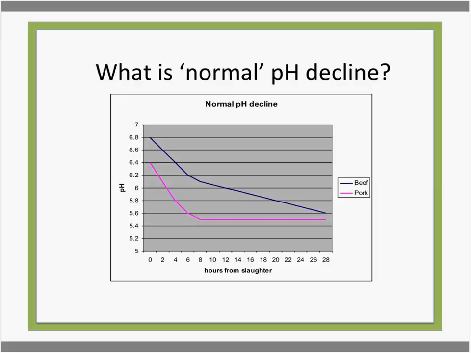Because this happens through conversion to lactic acid, it means it's done through an enzyme base. So if the temperature is changed, that can then change how this fall occurs, to control the decline.